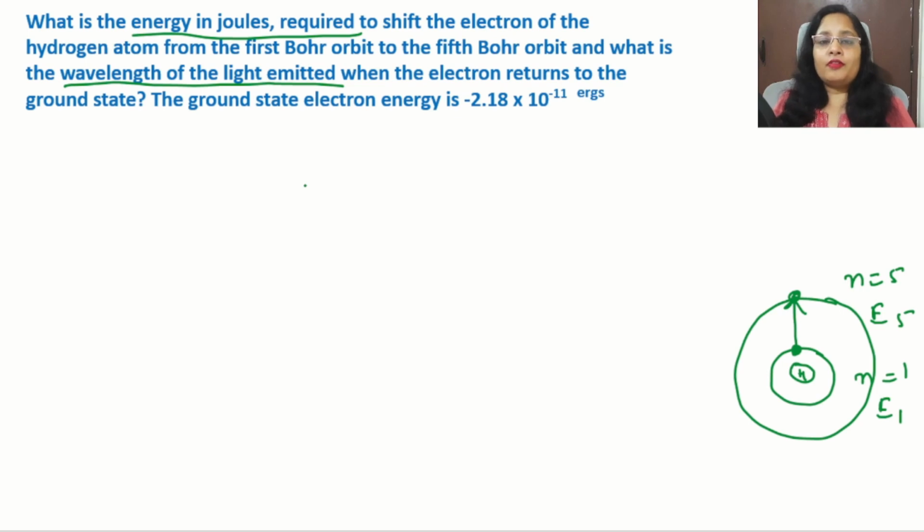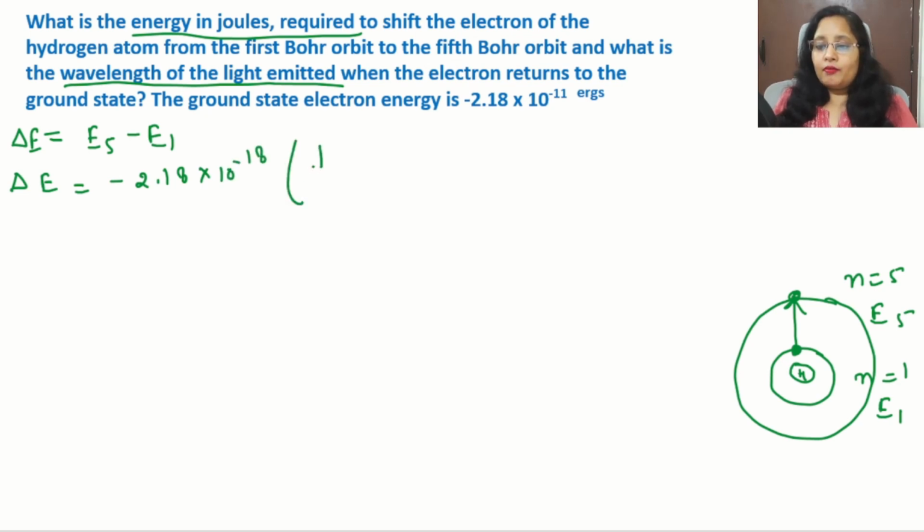So first of all, we will find the energy in joules. As we know, del E should be E5 minus E1. For Bohr's model, we have the formula del E is equal to minus 2.18 into 10 to the power minus 18, 1 upon n final square minus 1 upon n initial square in bracket and Z square. The unit is joule. This is the formula for the energy required to shift from one level to other level.